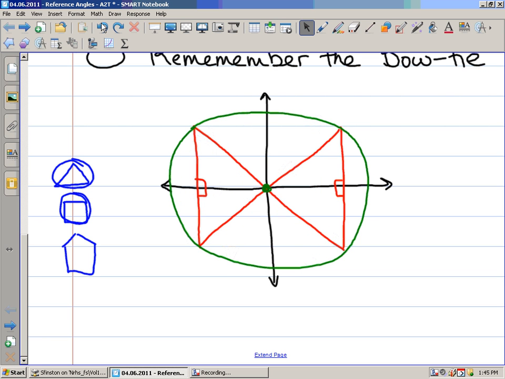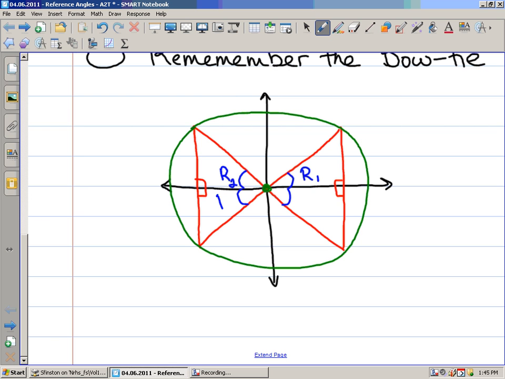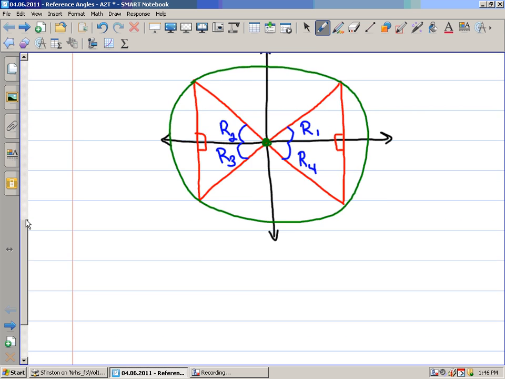Oh, sorry about that. So you ready for this? The very last thing that I want you to write down is, you see these angles over here? I'm just going to label them R1, R2, R3, and R4. Guess what those are going to be, since I labeled them with an R? Yeah, that's where our reference angles are located.